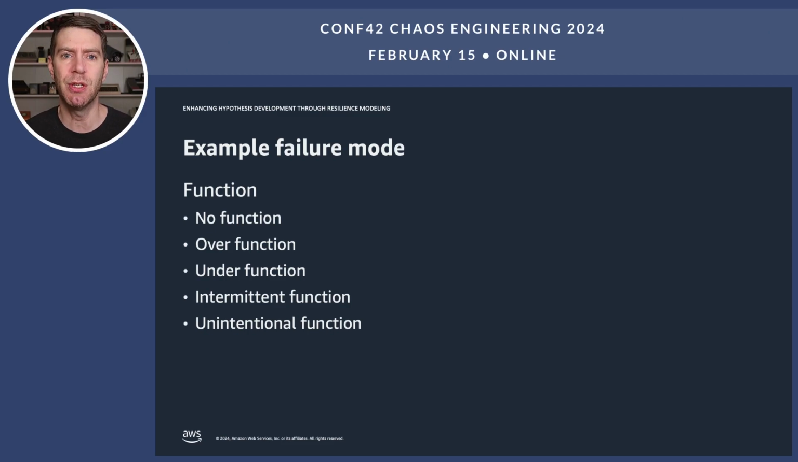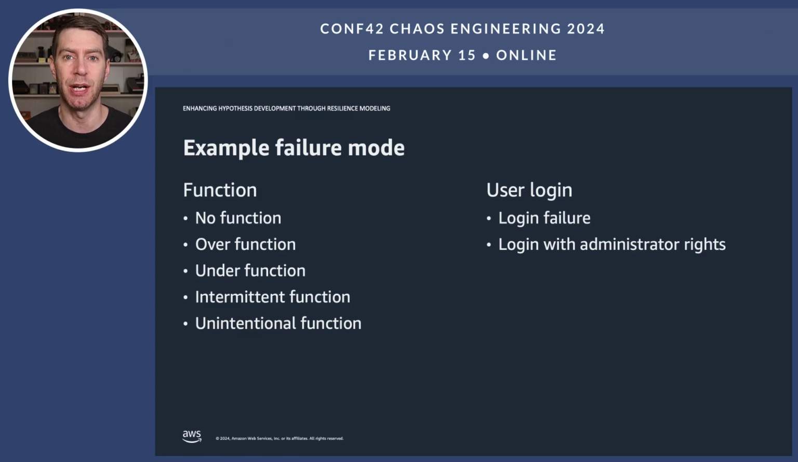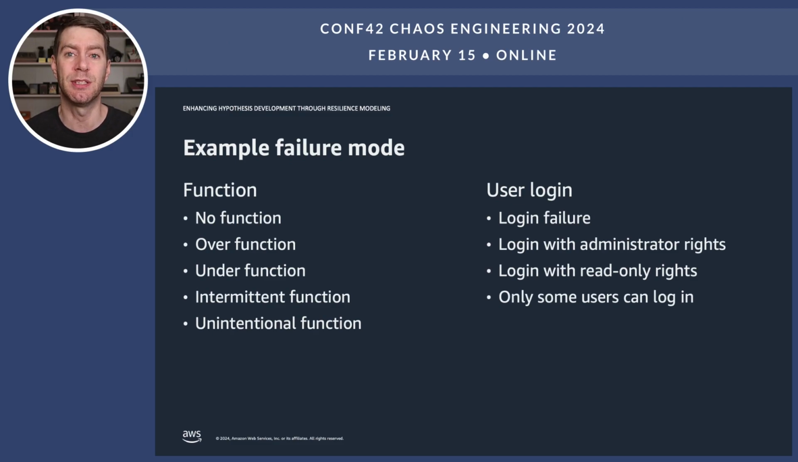So for each system function, you should try to consider if the function were to fail, or if it were to over or underperform. Consider if the function succeeded intermittently, or if the function were to execute when it shouldn't. So if we look at a function, let's say a user login, well, if there's no function, it means that we have login failure. If we instead have over function, it might mean that users log in and have administrative rights. Under function could mean that users are logging in, but they only get read-only access. Intermittent function might mean that only some of the users are able to log into the system, and unintentional function, that the wrong user gets logged in.